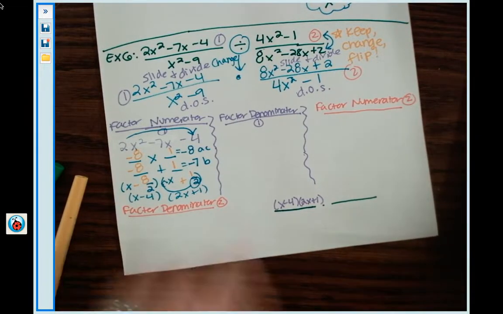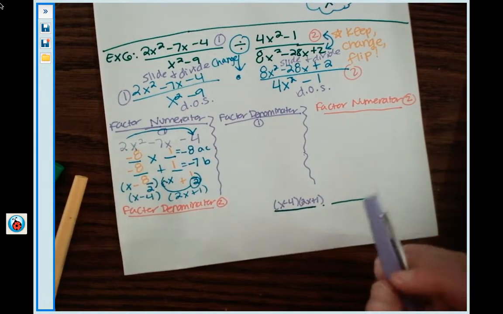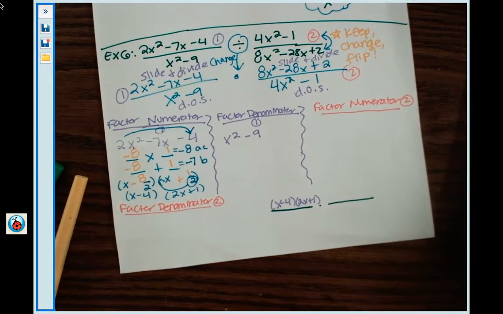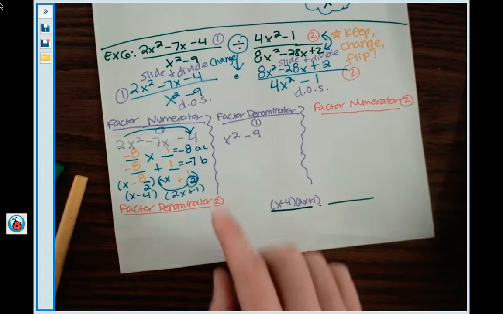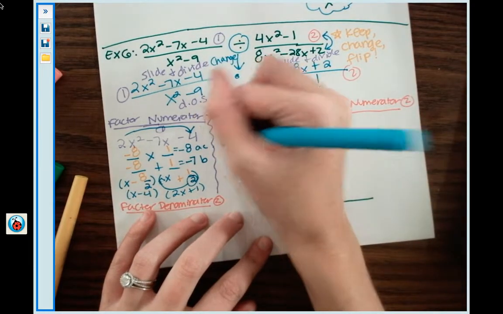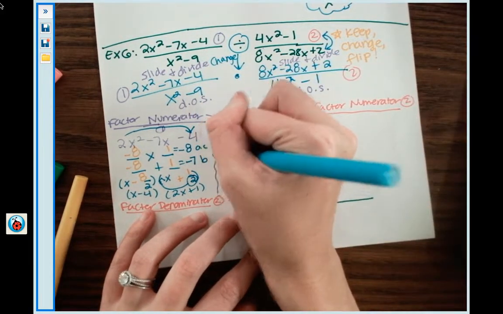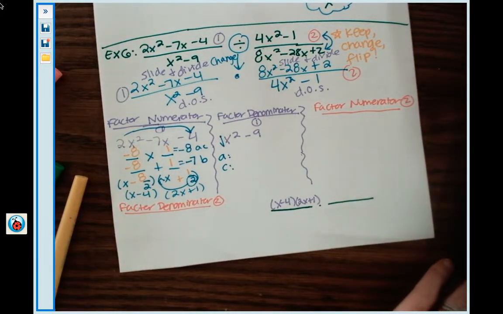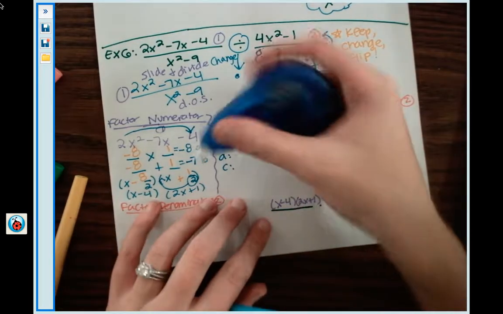Okay, so now let's shift to the denominator, which is a difference of squares. So I have x squared minus 9. All right, guys, for a difference of squares, to get our a and c, we have to square root each term. Sorry, a and c. I was trying to square root it off the bat, you guys. What was I doing? Sorry about that.